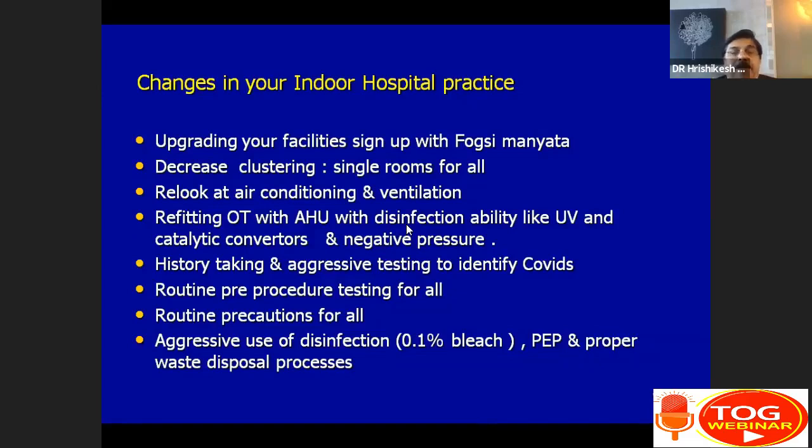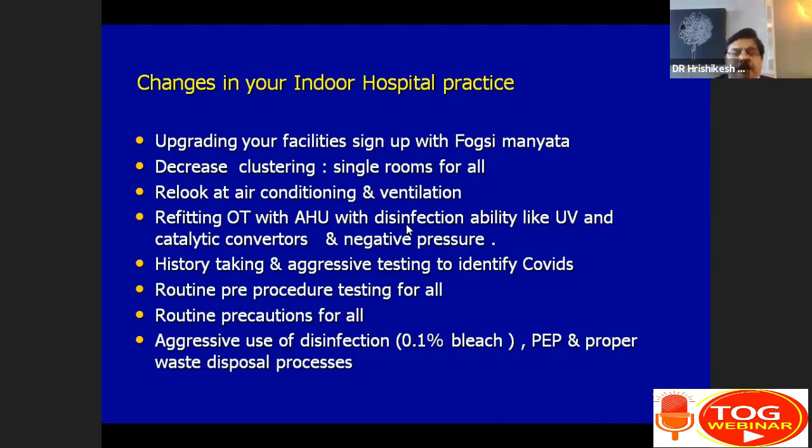COVID positive patient. History taking and aggressive testing. I feel this is the most important. Now the tests are available for 1500 rupees. Even the PCR tests are going to fall down as more and more facilities come up. We must, prior to our elective surgeries, do the test. It is out of the question not to.